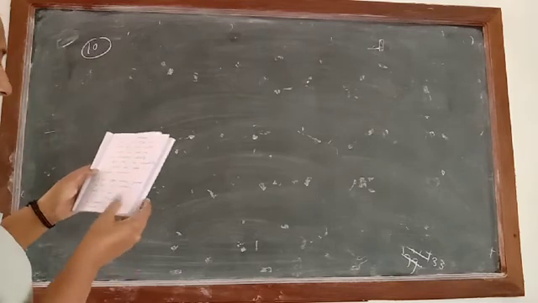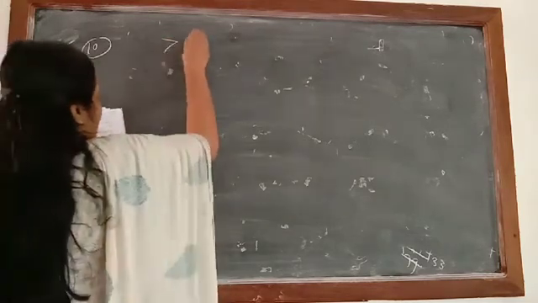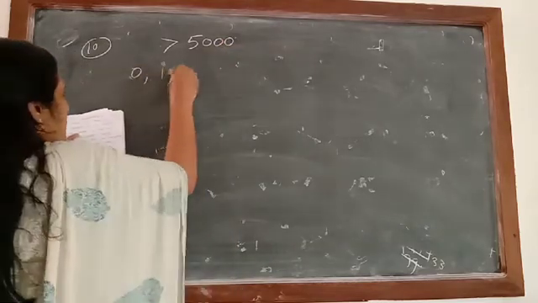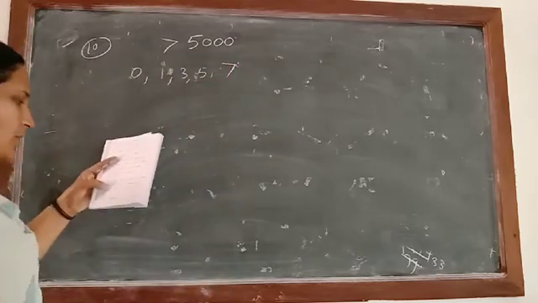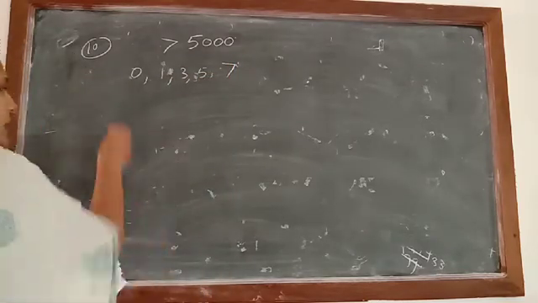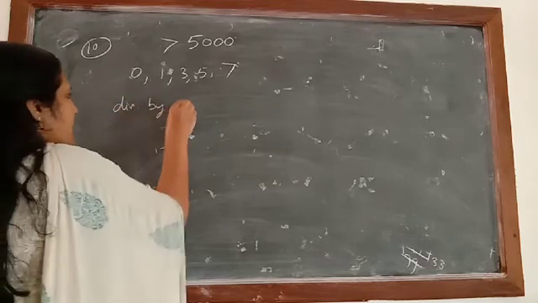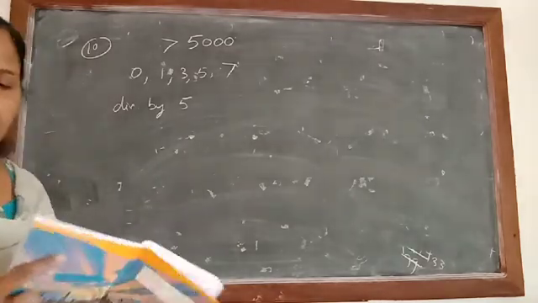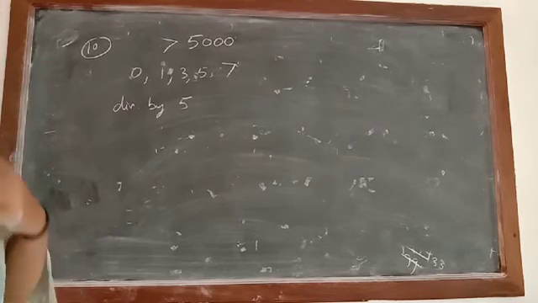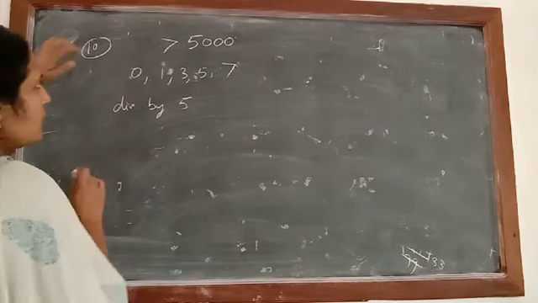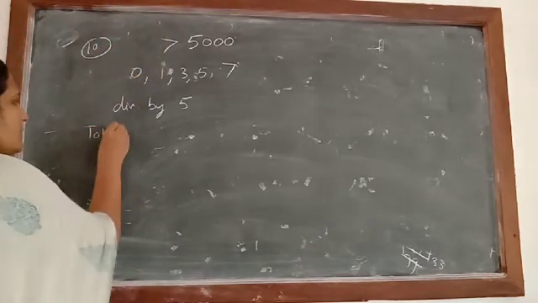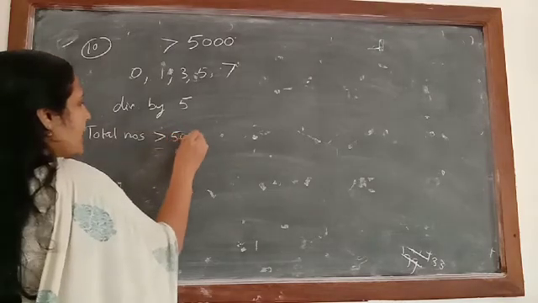In question number 10 it is written, we have to form a 4-digit number greater than 5000 from the digits 0, 1, 3, 5, 7. What is the probability of forming a number divisible by 5? First condition, digits can be repeated, and second condition, repetition not allowed. So first we can find out how many numbers are possible which are greater than 5000. So just write down the total numbers greater than 5000.